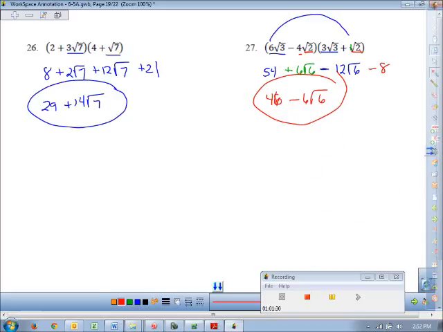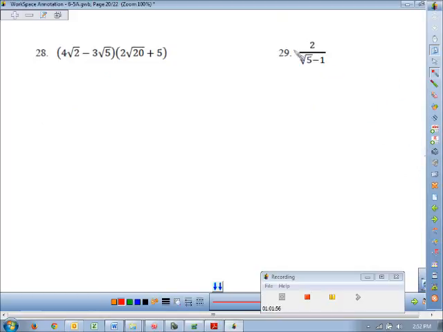We have done a poor job of recognizing conjugates and multiplying conjugates together. There is a shortcut to multiplying conjugates together. You don't do the whole FOIL process. What part of the FOIL process do you do when you multiply conjugates together? First and last. So let's do number 29.